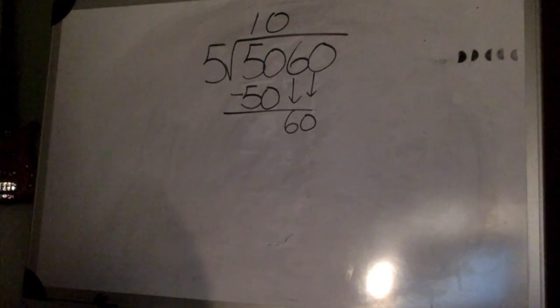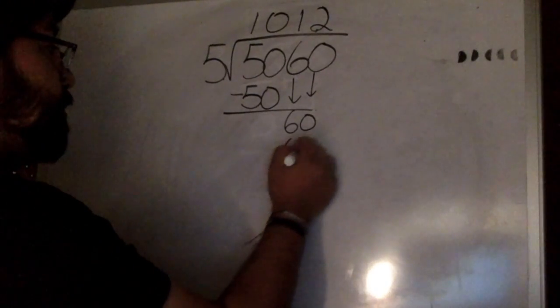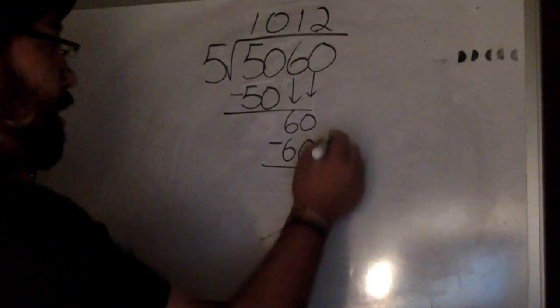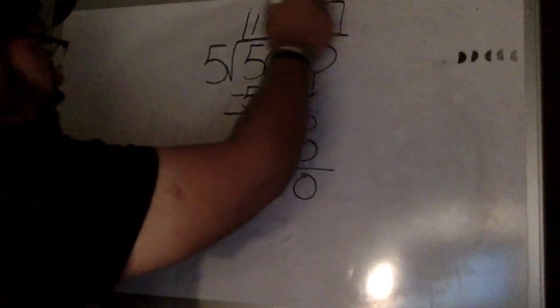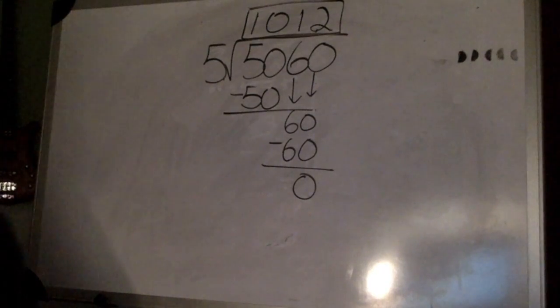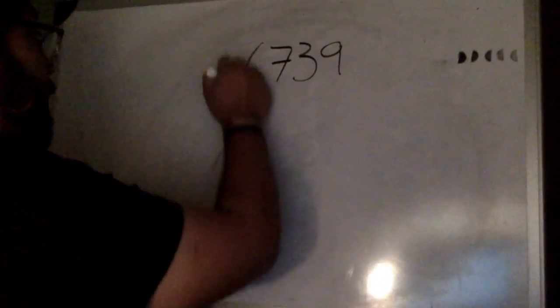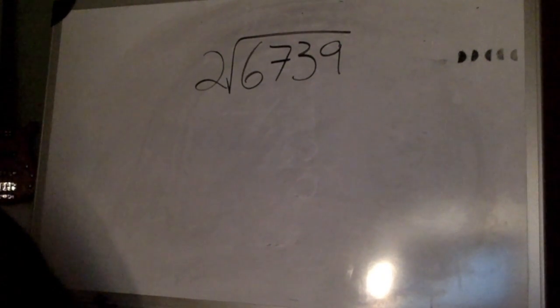How many times does 5 go into 60? Well, we know 5 times 10 is 50. 5 times 11 is 55. And 5 times 12 equals 60. 60 minus 60 equals 0. And we have no more numbers to drop. Therefore, we have 1,012, remainder 0. Let's try another one. 6,739 divided by 2. I want you to pause the video and try this one on your own.